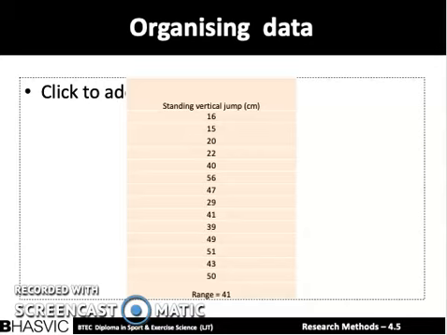When using the gymnastics data from 2018, we can calculate the range of data for the standing vertical jump scores. This data had a max number of 56 centimeters and a minimal number of 15 centimeters. By using these numbers, we take away the lowest value of 15 from the highest of 56, which gives us an outcome of 41, which is the range.